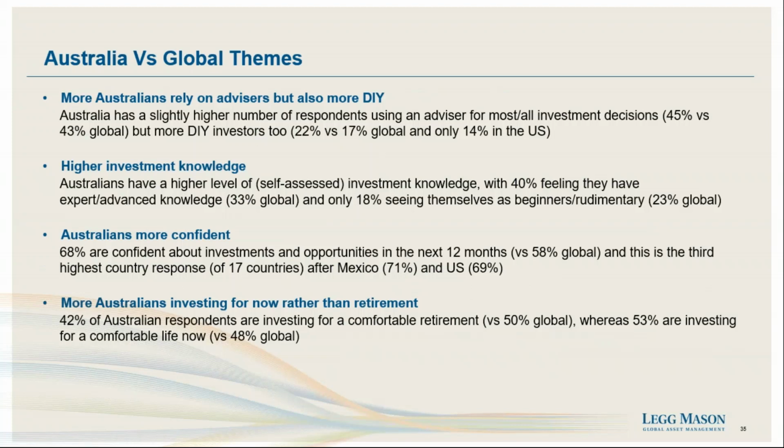A few comparisons on Australia versus global themes. So you're more likely to be advised in Australia than you are if you're in another part of the world. It's 45% versus 43%, so it's reasonably close. But we have more DIY investors in Australia than we do elsewhere in the world too. So we have more unadvised investors in our market than we see elsewhere. And indeed, if you contrast that to the US, it's quite a marked difference.